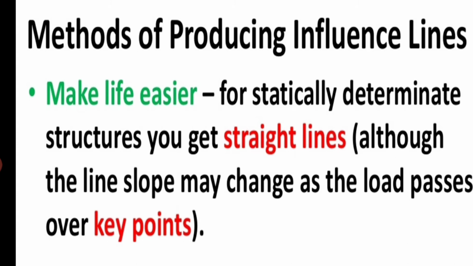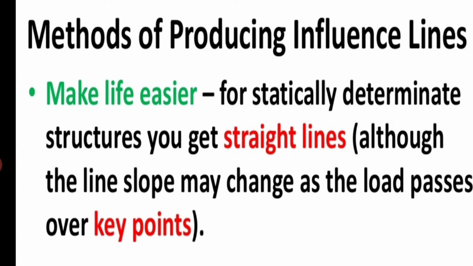Now we will discuss the influence line. If we draw it for a determinate structure, our influence line should be a straight line. While for an indeterminate structure, it should be represented by a curved line. So that is the main difference between an influence line solved for a determinate structure and one solved for an indeterminate structure.